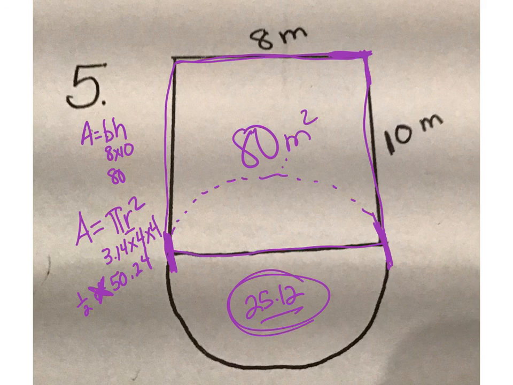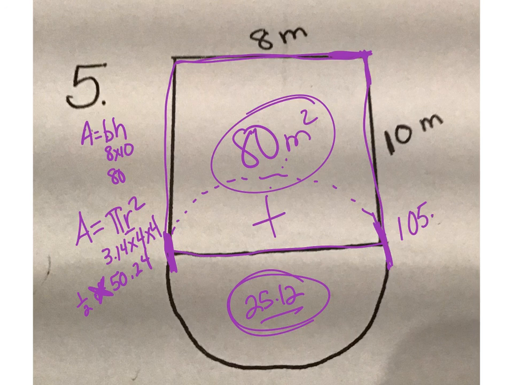So here's my half circle. Here's my rectangle. I need all of it though. So I'm going to take both of them and add them. If I add them, I get 105.12 meters squared. You would need that if you were going to paint the inside of that, or yeah, that's probably all you would do on a gym floor.